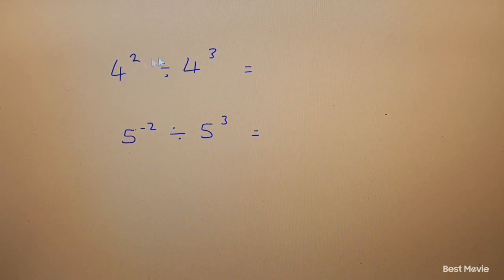Okay, so 4 squared divided by 4 cubed. So you're dividing and the base number is the same, so you take away the powers. 2 take away 3 is minus 1. So this is 4 to the power of minus 1. And 5 to the power of minus 2 divided by 5 cubed. Again, the base number is the same and you're dividing. So minus 2 take away 3. I'm just going to write it here separately. Minus 2 minus 3 is minus 5. So 5 to the power of minus 2 divided by 5 cubed is 5 to the power of minus 5.